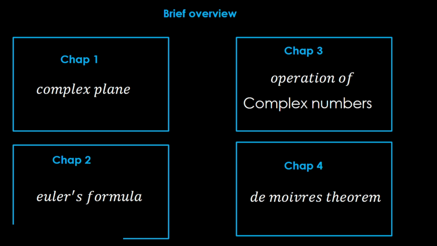And we come to the end of this video. In this video, we talked about what? Chapter 1, the complex plane. Chapter 2, Euler's formula. Chapter 3, operations of complex numbers. And chapter 4, De Moivre's theorem.